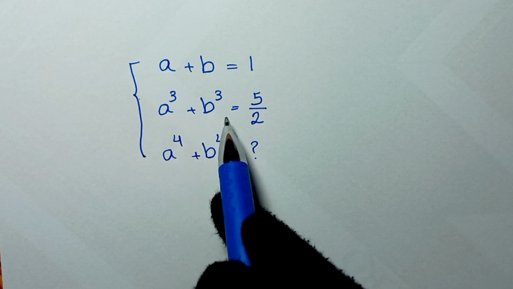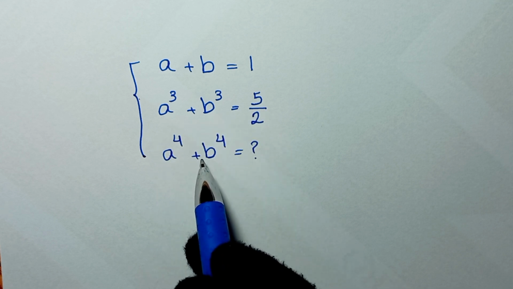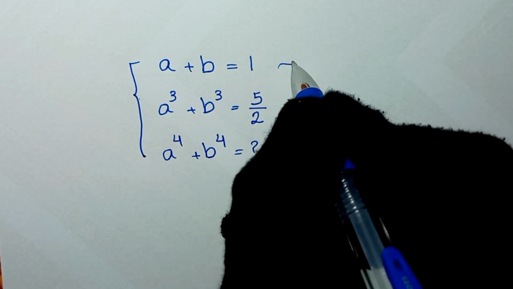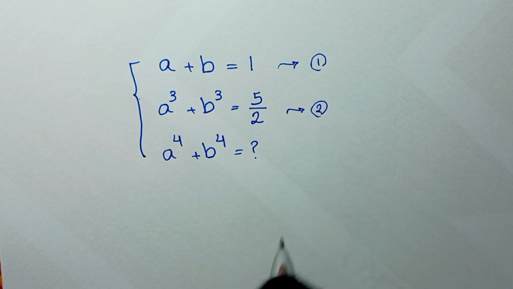You're welcome to solve this math problem: a plus b is equal to 1, a cubed plus b cubed is equal to 5 over 2, and find the value of a to the power of 4 plus b to the power of 4. In the first step, we label the first as equation 1 and the second as equation 2.